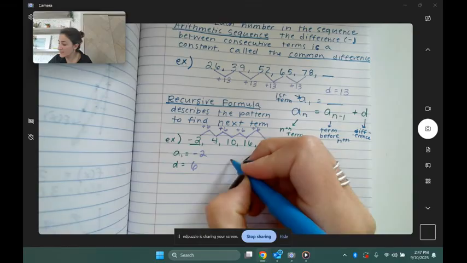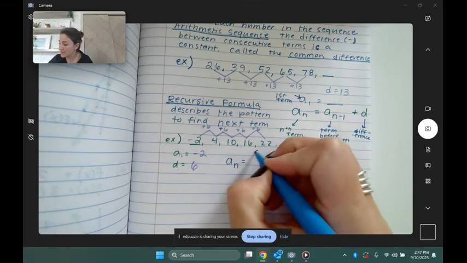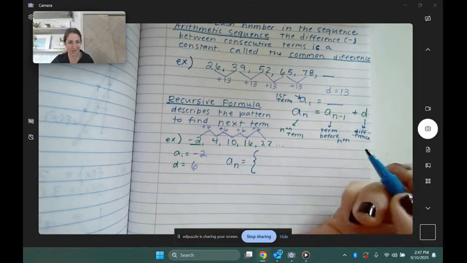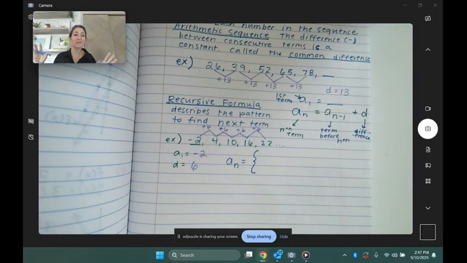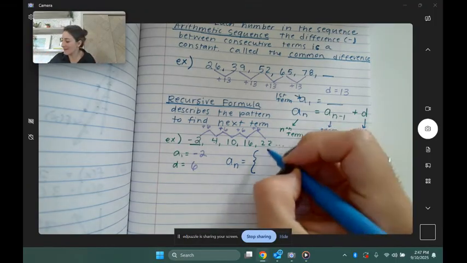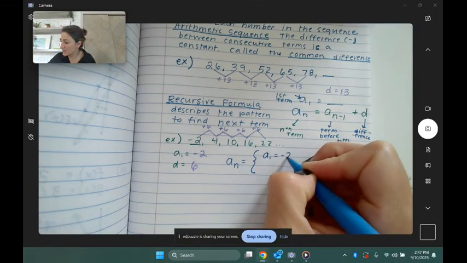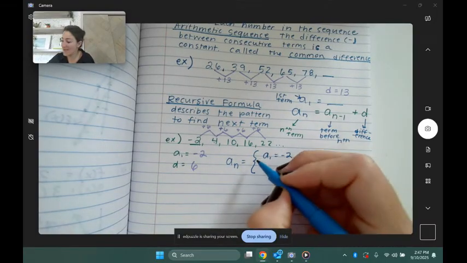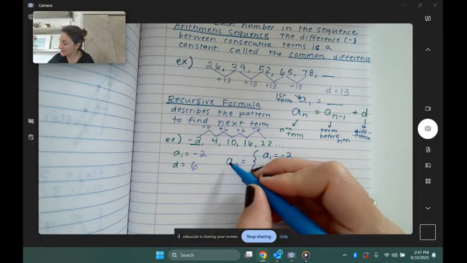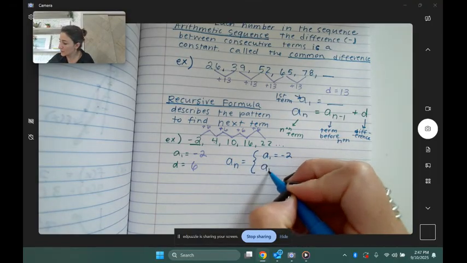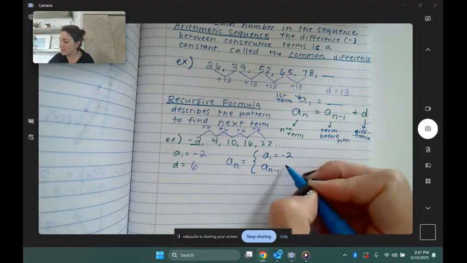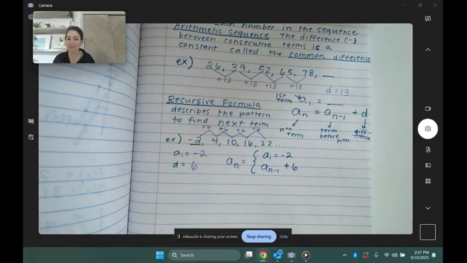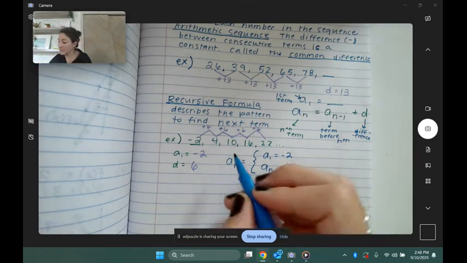So it would look like this. A sub n is, sometimes they're going to give you a curly bracket. Like these are all the things included to find a sub n. A sub 1 equals -2. Like the first term is -2. And to find this nth term, you're going to take the one before it plus 6. That's it.